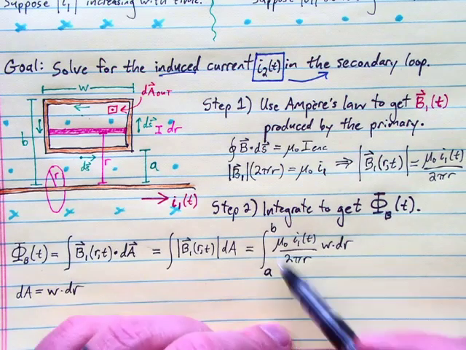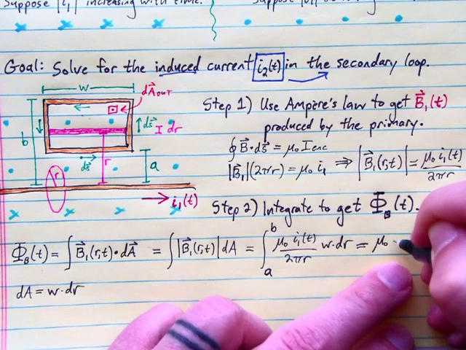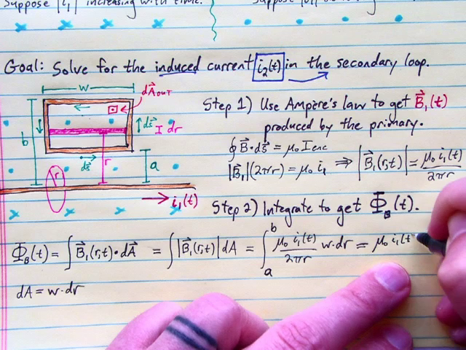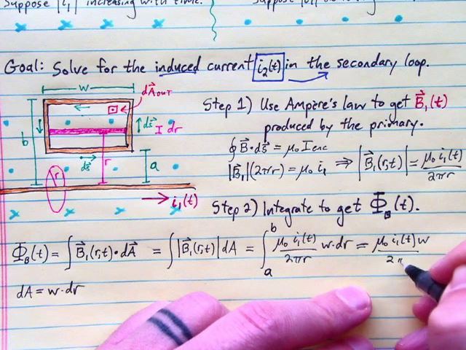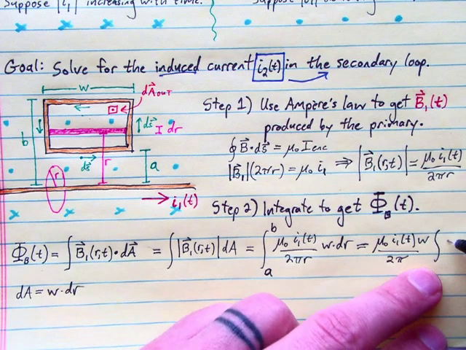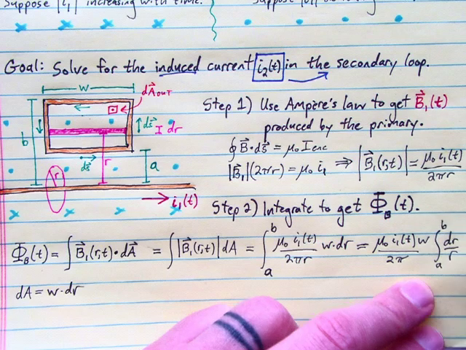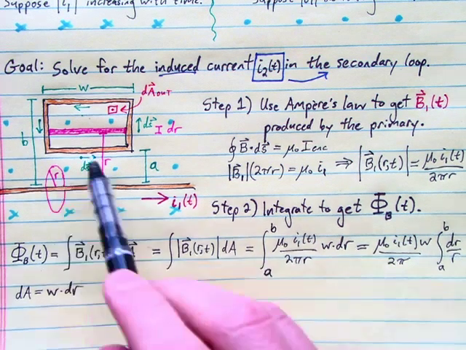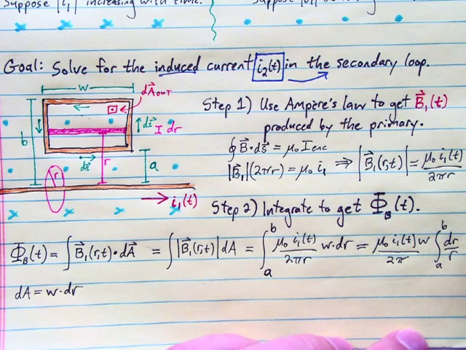So we can treat that as a constant as well, pull it out, and we'll have mu naught I1, which is a function of time but not a function of little r. W comes out, the 2 pi comes out, and we're left with the integral of dr over r going from little a to little b, adding up the contributions through each one of those strips to get the total flux through our rectangle. Okay, we know our antiderivative here is natural log of r, and we evaluate that from r equals a to r equals b.